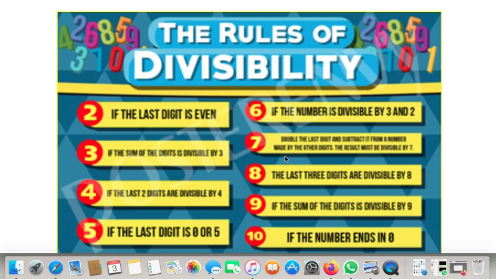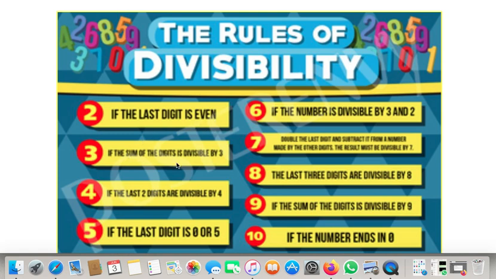Question number 5, let me explain that also. Which of the following numbers are divisible by 6? Now to check the divisibility by 6, see the rule here: if the number is divisible by 3 and 2 both. Now check the fifth question, first part. What is the unit place digit? Last digit is 4. 15,414 is the number. So the last digit is 4, which is even. So the number is divisible by 2.